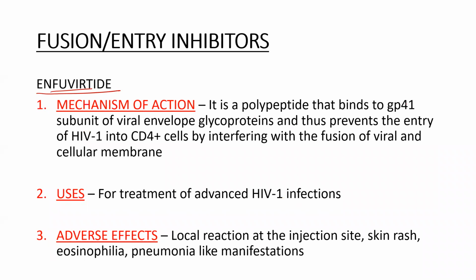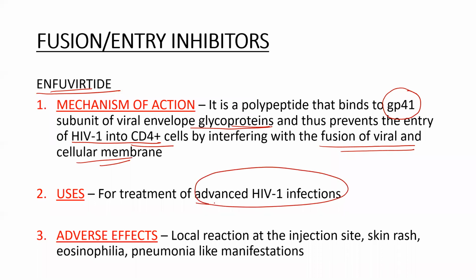It is a polypeptide that binds to the GP41 because GP41 is responsible for the fusion of the viral glycoproteins to the host cell. And when it prevents that, it prevents the entry of HIV into the CD4 plus cells by interfering with the fusion of the viral and the cellular membrane. Now, where is enfuvirtide used? It is used for advanced HIV infections.